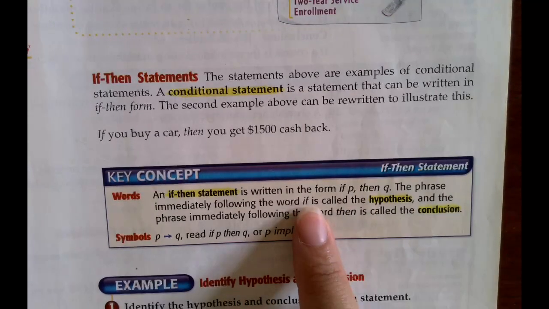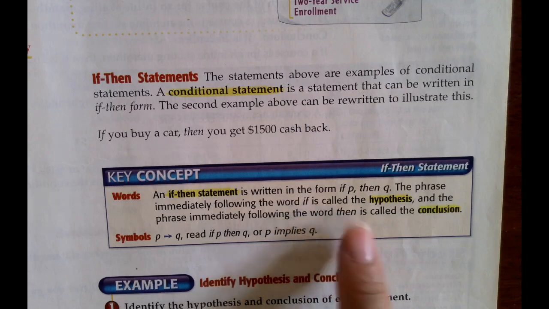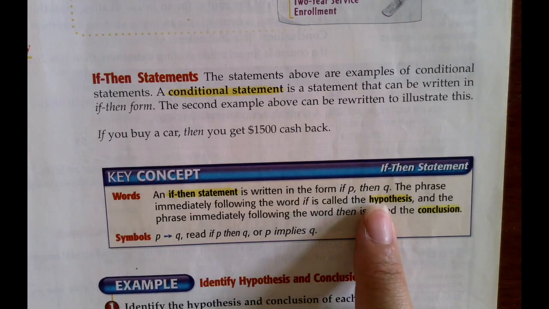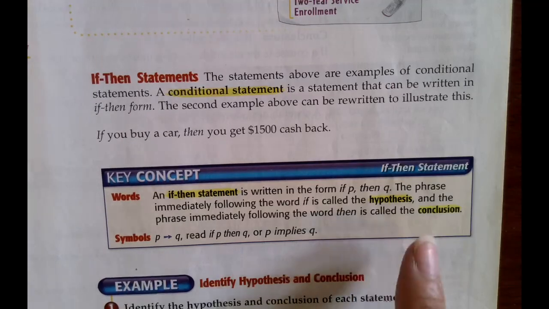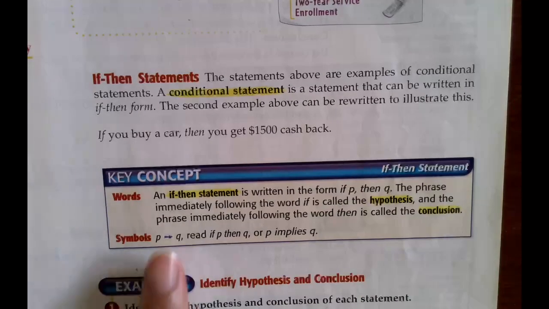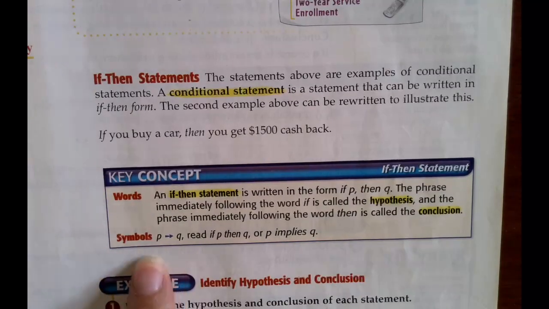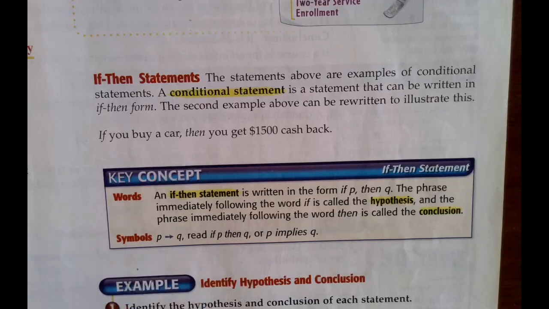The phrase immediately following the word if is known as the hypothesis, okay? And then the phrase following the word then is known as the conclusion, okay? You will often see it as a symbol like this, P arrow Q. And it's read as if P then Q, or P implies Q, okay?